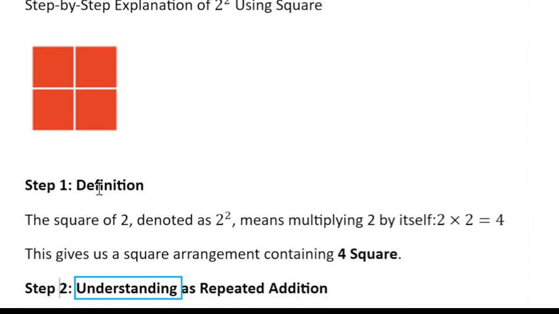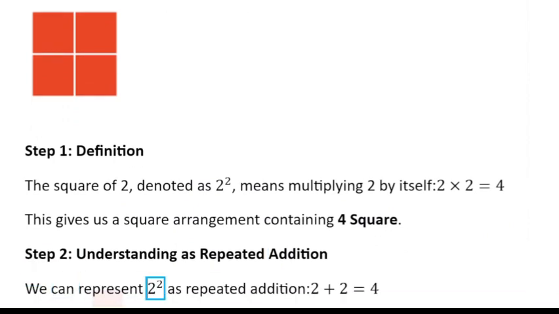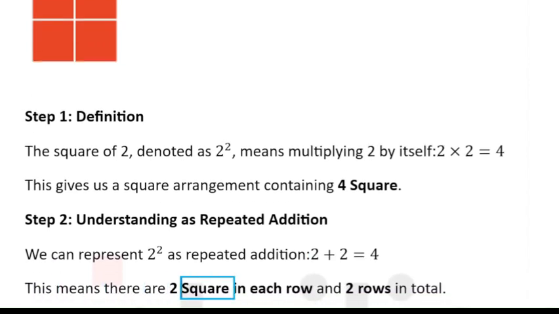Step 2. Understanding as repeated addition. We can represent 2 squared as repeated addition. 2 plus 2 equals 4. This means there are 2 squares in each row and 2 rows in total.